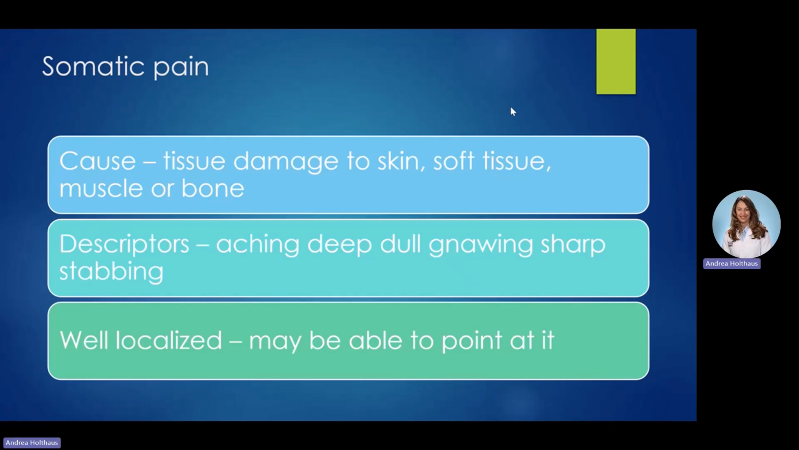There are different types of pain. One type would be somatic pain. Somatic pain is when there's tissue damage to the skin, soft tissue, muscle, or bone. And it's usually described as an aching pain, maybe a deep pain or a dull, gnawing pain. It might also be described as sharp or stabbing. And somatic pain is usually well localized. The patient may be able to point at it.